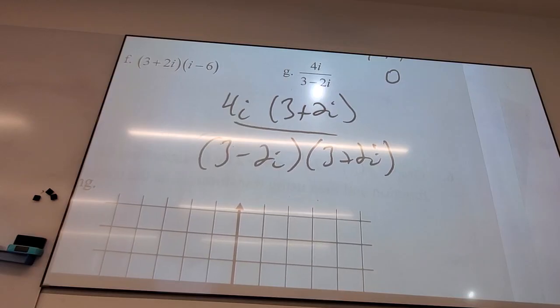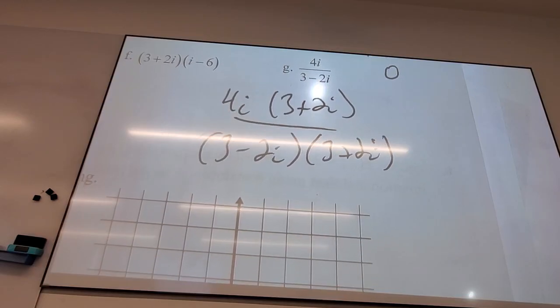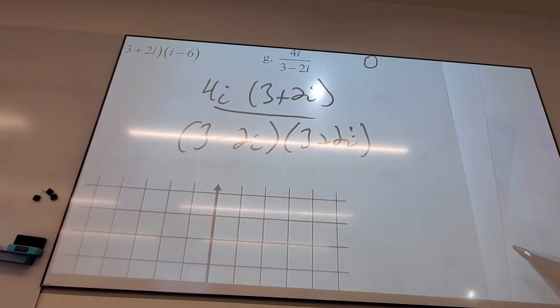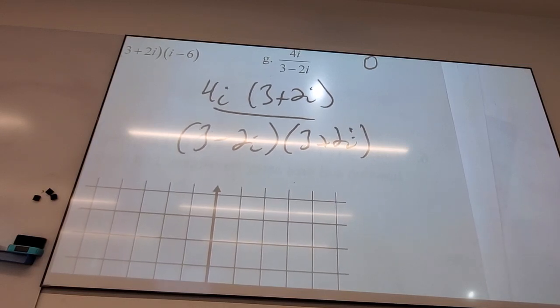So the bottom should end up with no i's. The biggest mistake people make on this kind of problem is they replace i with negative 1. Is i equal to negative 1? What's i equal to? Square root of negative 1. So we don't replace that because it's weird. We just put an i so we don't have to look at that weirdness.